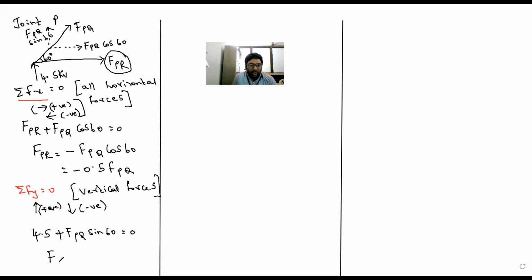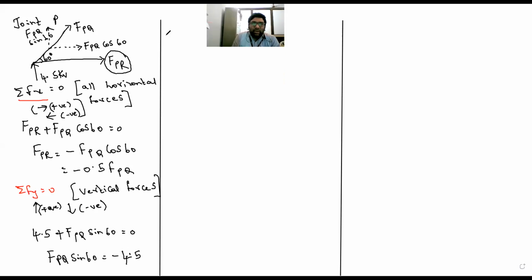From this, FPQ sin 60 is equal to minus 4.5. Now, what is FPQ? FPQ is equal to minus 4.5 by sin 60. What is the answer? You should say the answer. 4.5 by sin 60. Yes. So roughly minus 5.2 kilonewton.